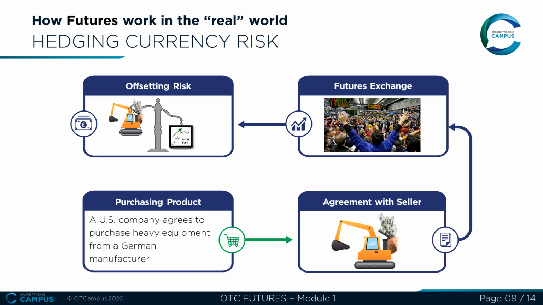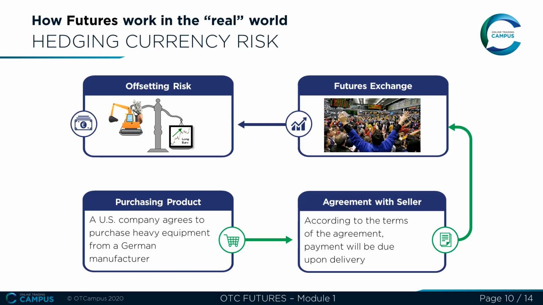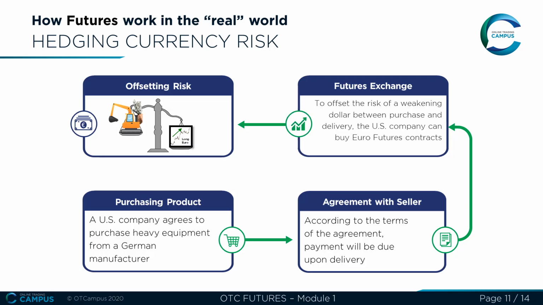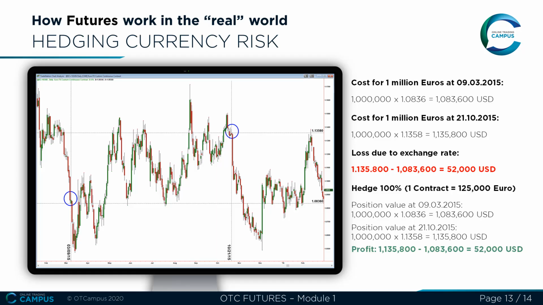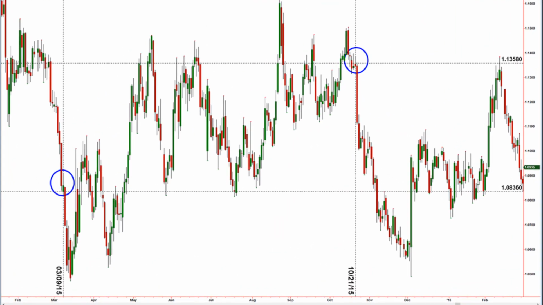Let's imagine a US company agreed to buy heavy equipment from a German manufacturer. According to the terms of agreement, payment will be due upon delivery. To offset the risk of a weakening dollar between purchase and delivery, the US company can buy euro futures contracts. The cost for the US company will rise if the dollar weakens. The added costs are offset by the long position in the euro futures. So let's put some real numbers behind this hypothetical hedge example.